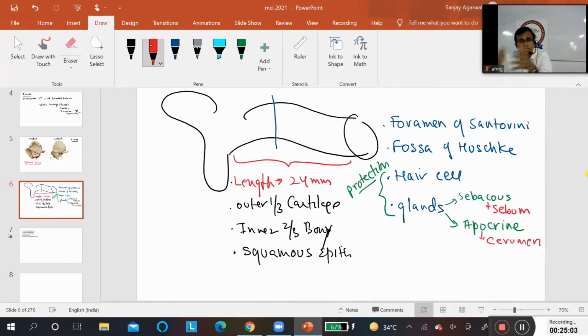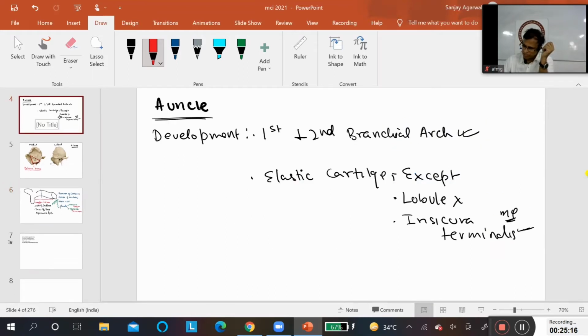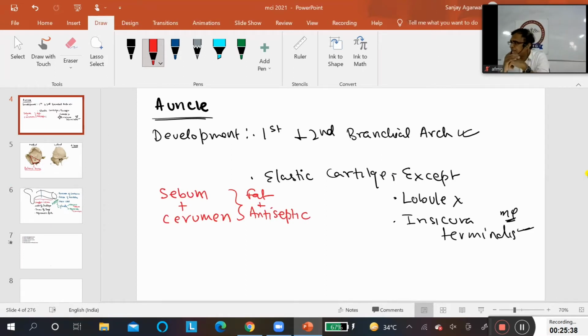And these two secretions have antiseptic properties. That's how they put it. Antiseptic. So these two are always there. Sebum plus cerumen are always present in the canal. And they are mainly made up of fat and they have antiseptic property.